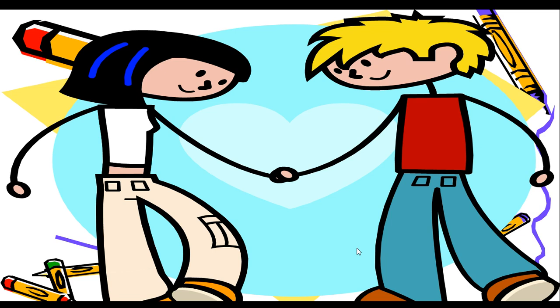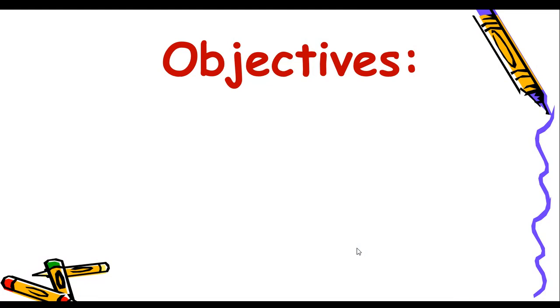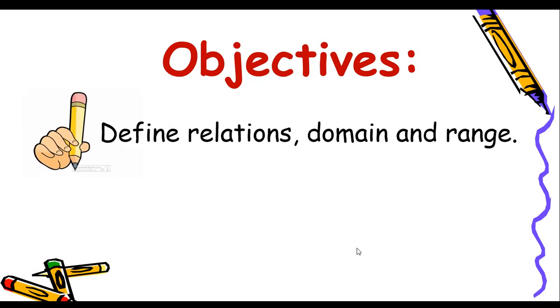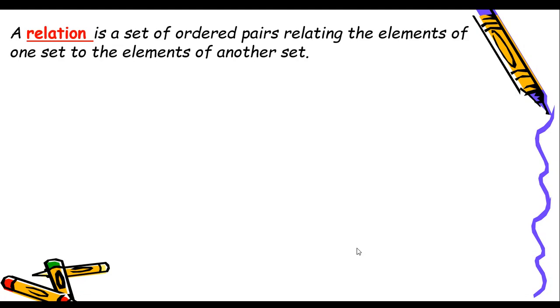In this video, we're going to talk about relations. So here are the objectives of this lesson: to define relations, domain, and range, and to determine the types of relations. So first, let's define relation, domain, and range.